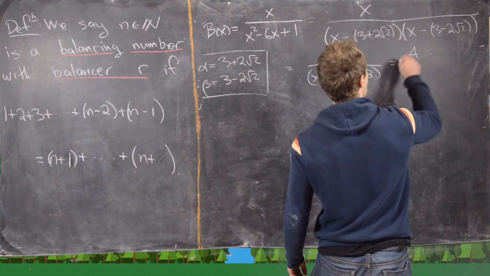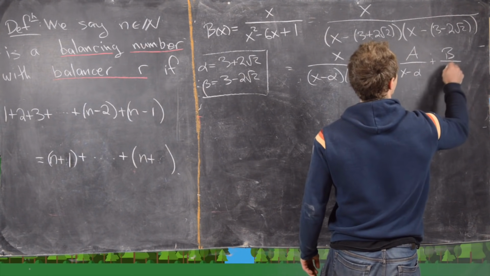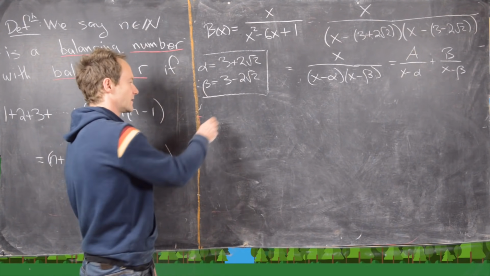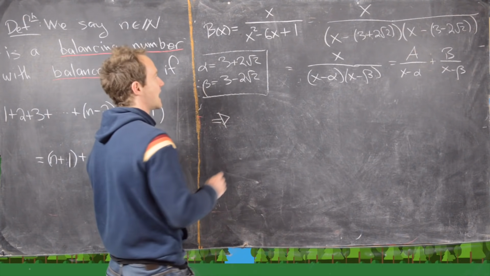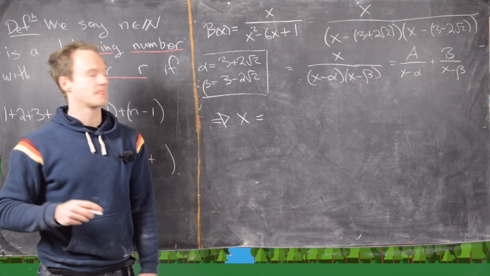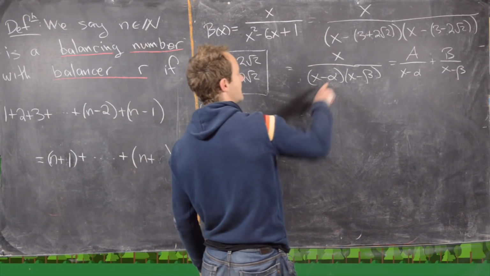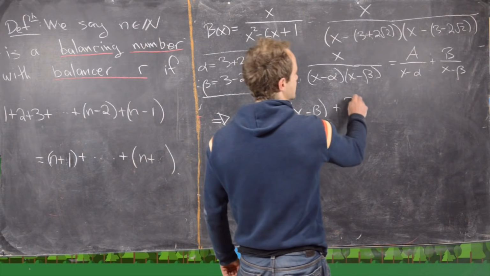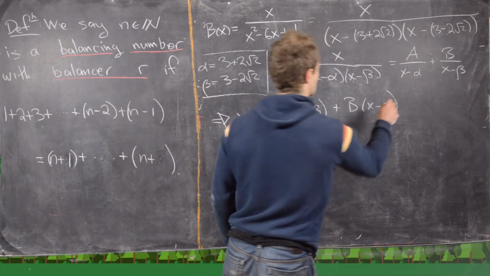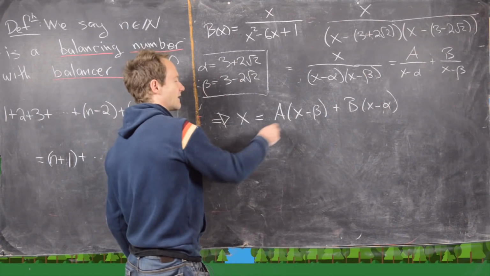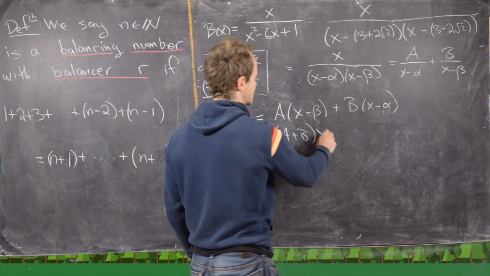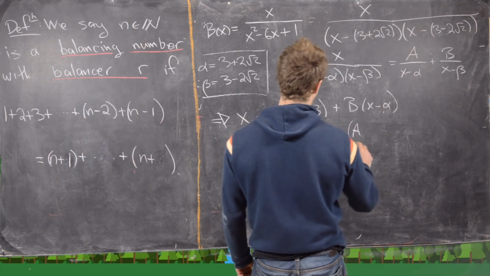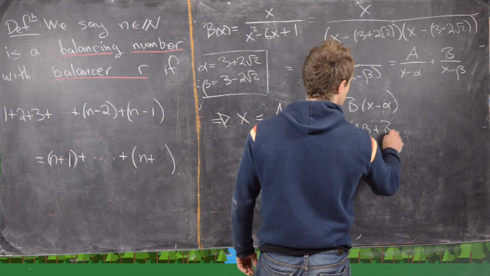So in other words, we want to write this as a over x minus alpha plus b over x minus beta. So now we'll do that by multiplying both sides of this equation by the denominator. And notice if we multiply both sides by the denominator, the left-hand side will give us x. And then the right-hand side, keeping in mind that this denominator is x minus alpha times x minus beta, we will get a times x minus beta plus b times x minus alpha. Good. But now notice we can combine like terms over here. We get a plus b times x, and then minus a times beta plus b times alpha.